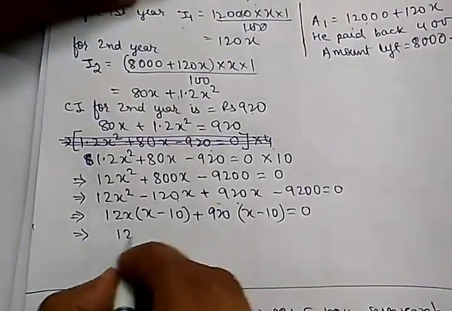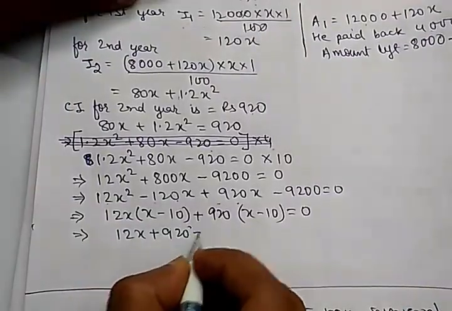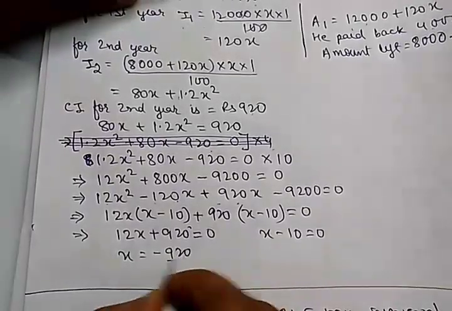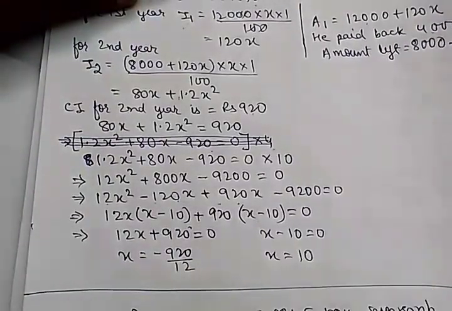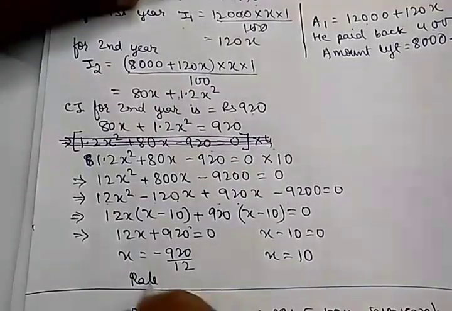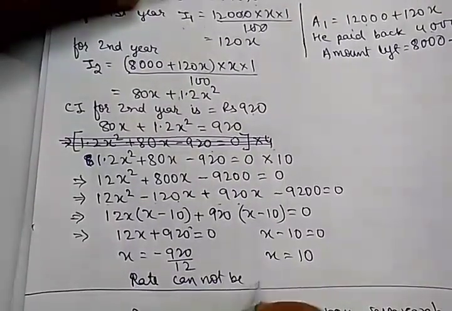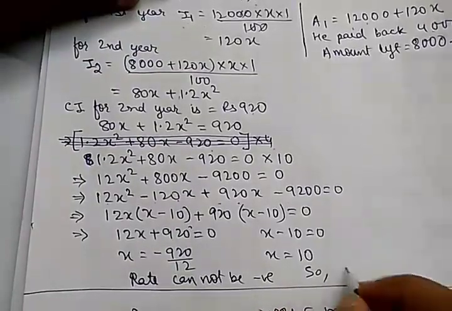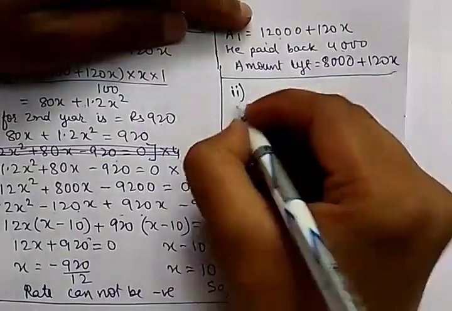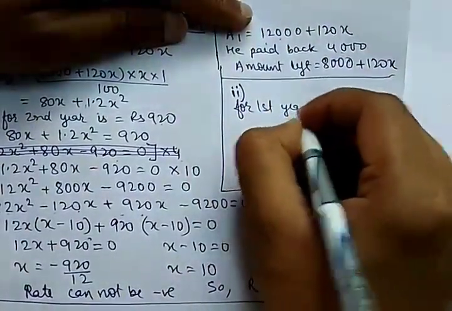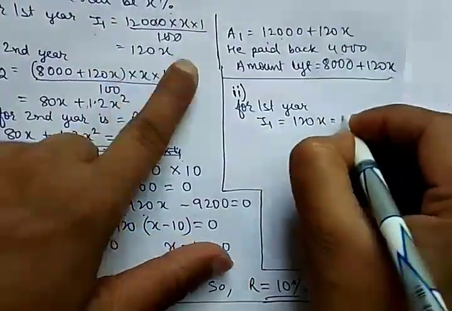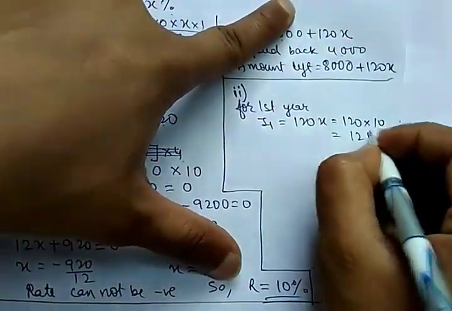So one factor will be 12x plus 920 equal to 0, and another will be x minus 10 equal to 0. So x we are getting is minus 920 by 12, and x we are getting is 10. Since the rate of interest can never be negative, the rate is equal to 10%. So for the first year, the interest was equal to 120x, so 120 into 10, that is equal to rupees 1200.